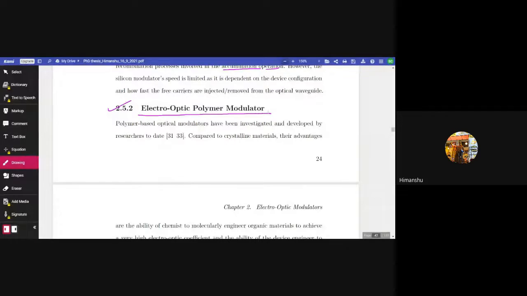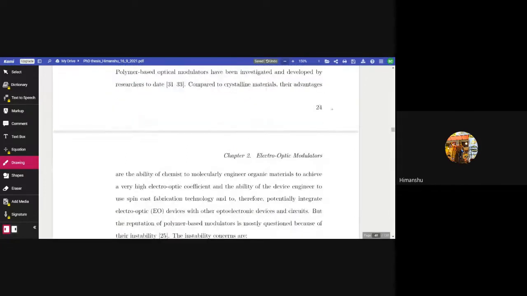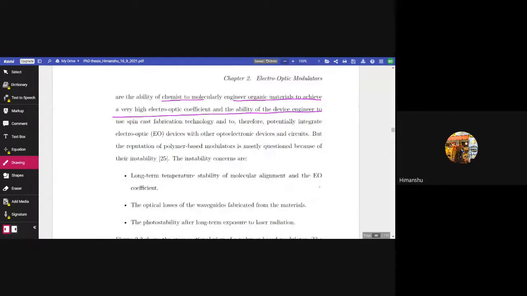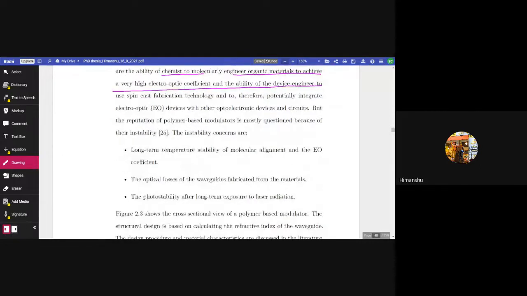Polymer-based optical modulators have been investigated and developed by researchers to date, references 31 to 33. Compared to crystalline materials, their advantages are the ability of chemists to molecularly engineer organic materials to achieve a very high electro-optic coefficient, and the ability of the device engineer to use spin cast fabrication technology and therefore potentially integrate electro-optic devices with other optoelectronic devices and circuits.